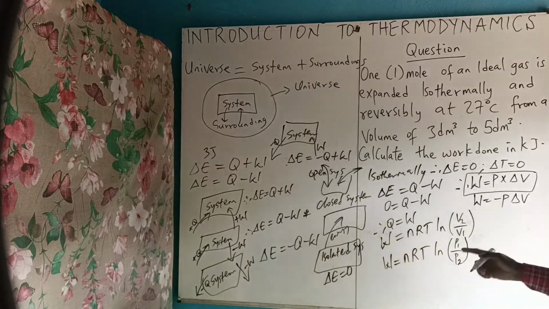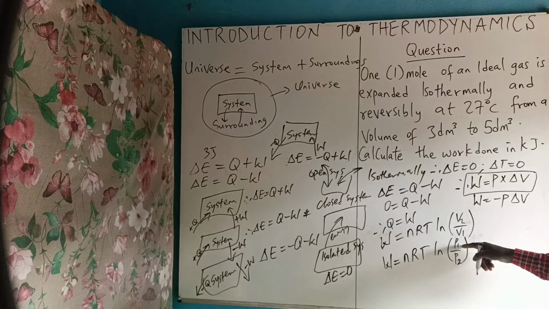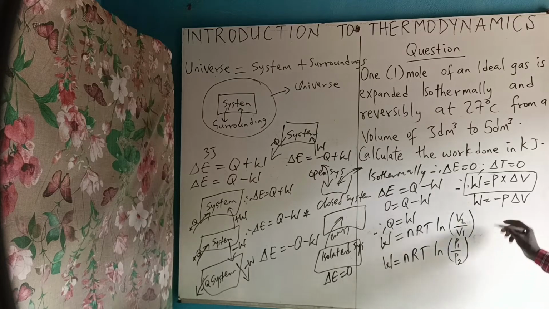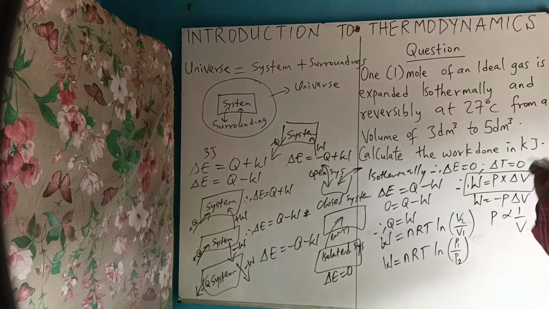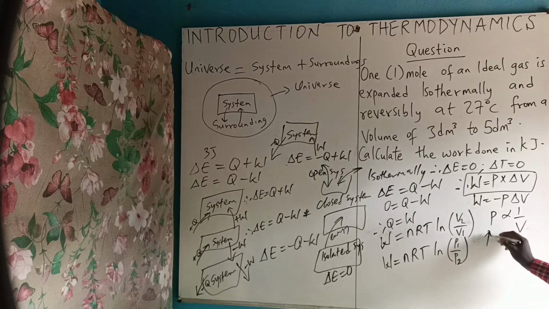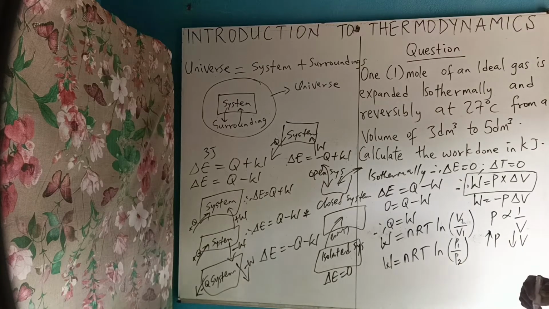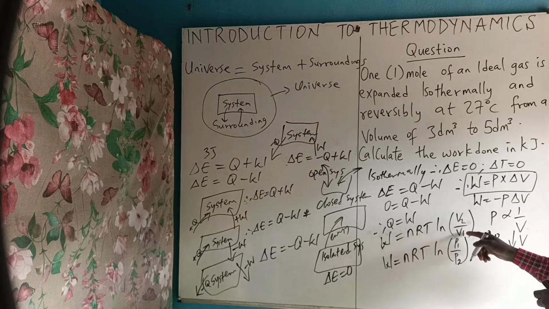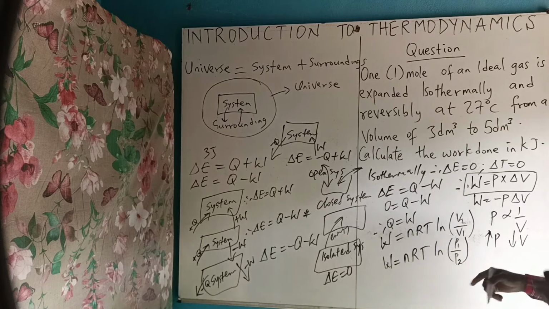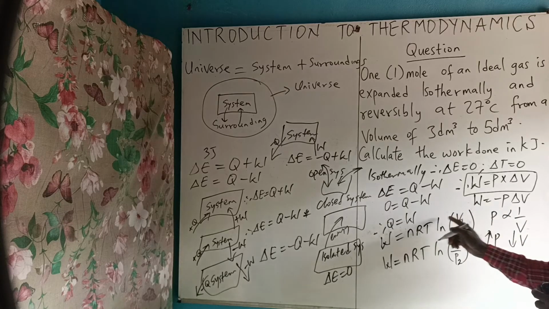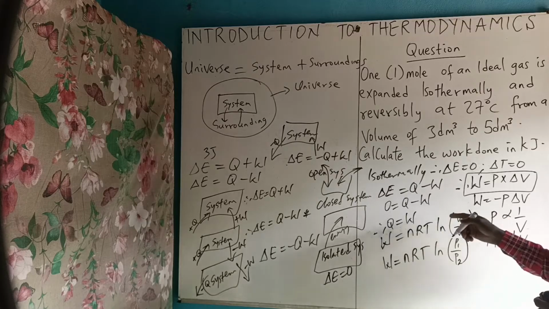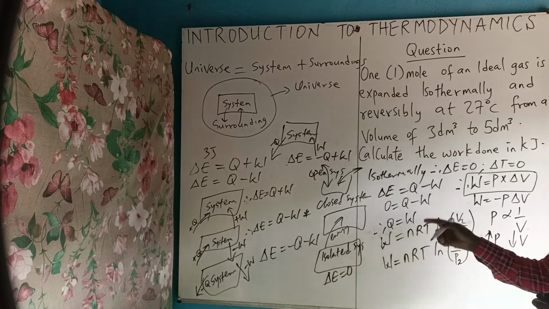Now, how do we change this to P1 over P2 instead of P2 over P1? It's because pressure is inversely proportional to volume. The higher the pressure, the lower the volume, and the lower the pressure, the higher the volume. So if here is final over initial, here will be initial over final. They must be inversely related. We need to note this formula when we are talking about questions on this.